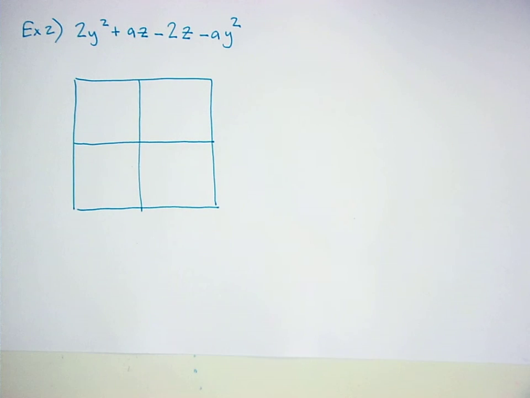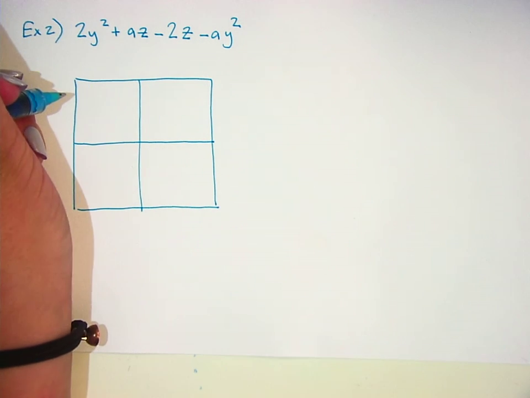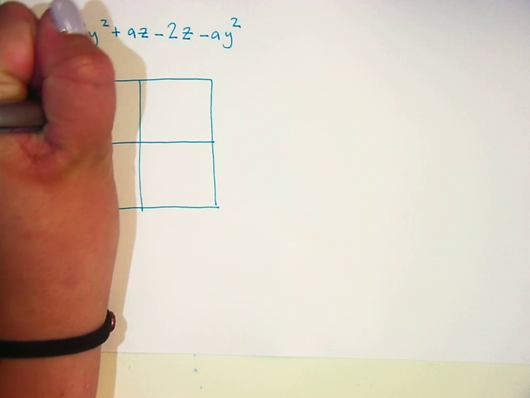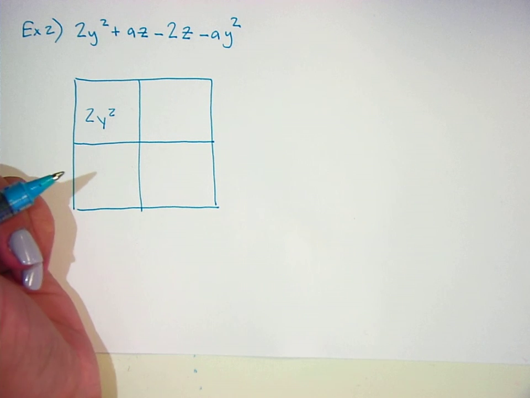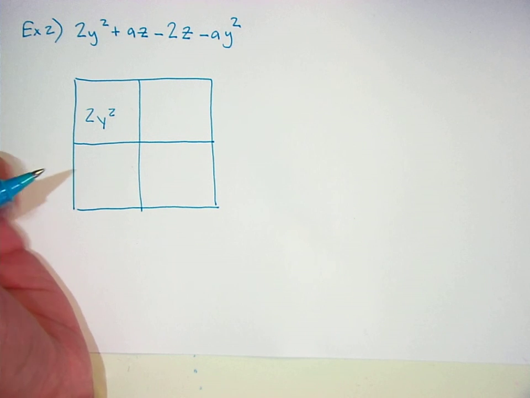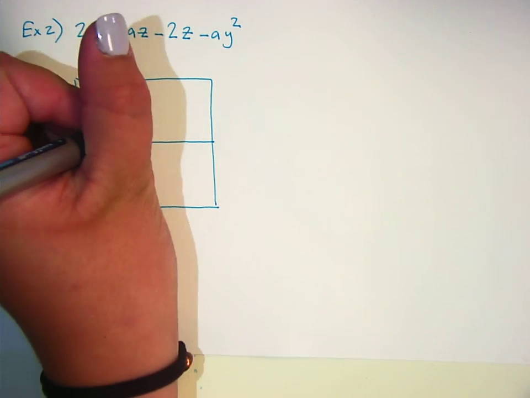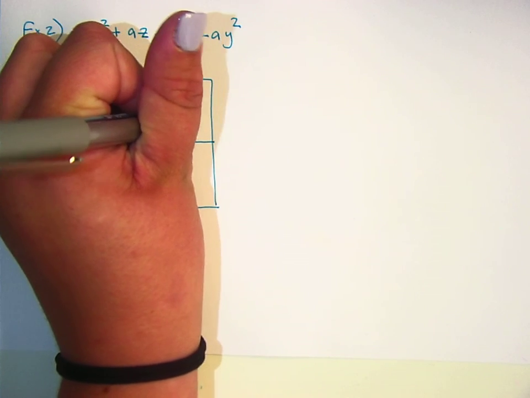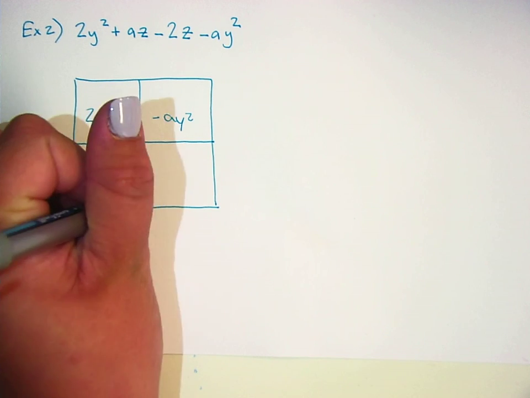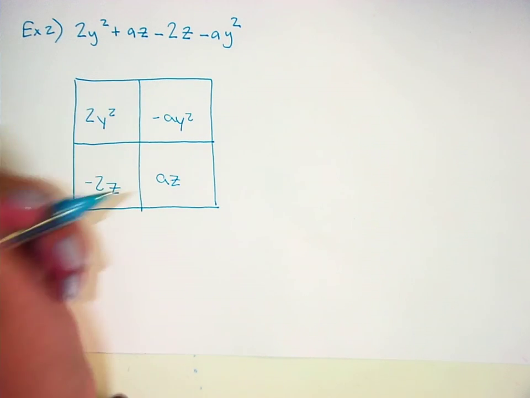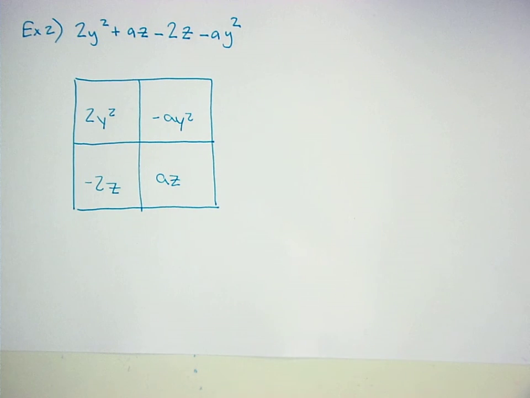I'll just follow what you do and start. Okay. I want to do the same thing Crystal did and twist it. I just drew the box. So we got 2y squared. Talk extra loud so the camera picks you up. So I just put 2y squared in the top left. And then we put negative ay squared in the top right. Then we got negative 2z in the bottom left and az in the bottom right.